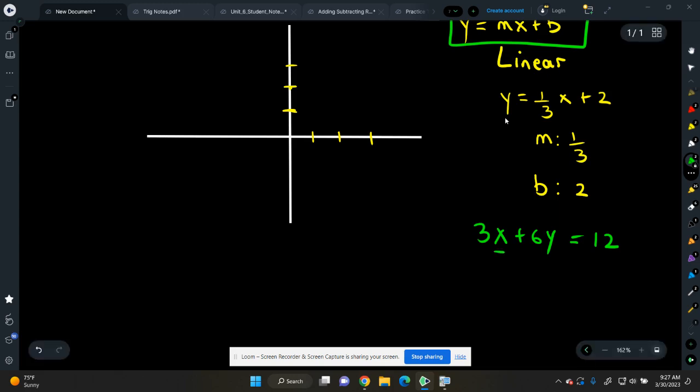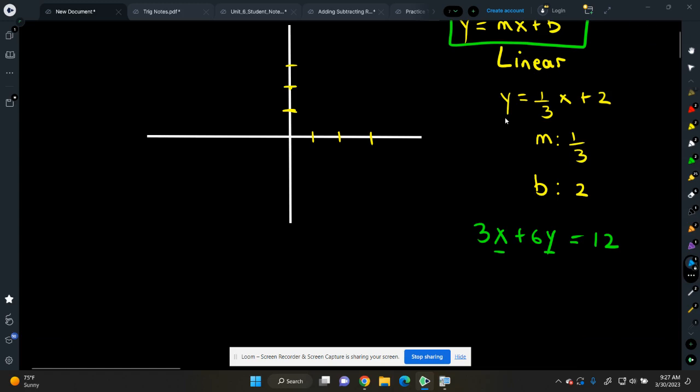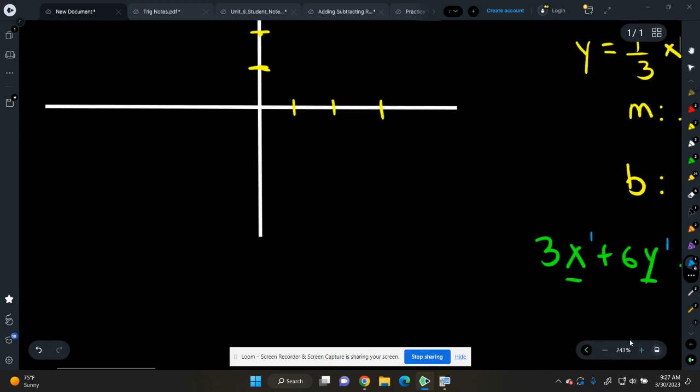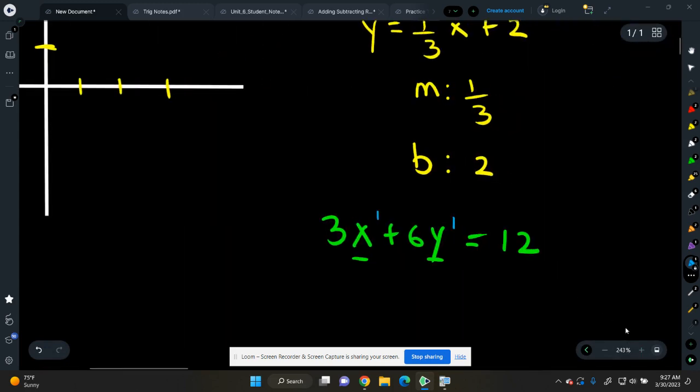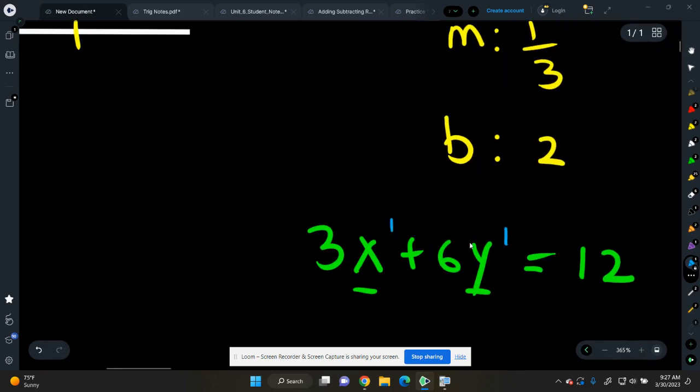Well, I look at the x and the y. What's the exponent that the x has? 1. And the y has an exponent of 1. That's how I know it's a linear equation. If those exponents are both 1, then I know that it is a linear equation. Okay?